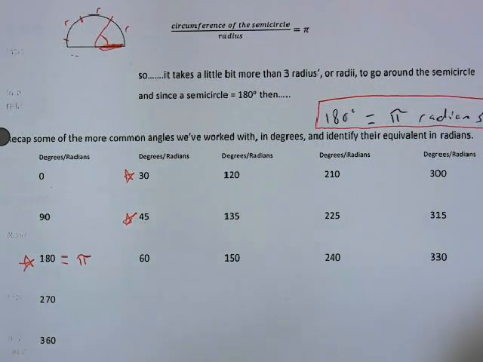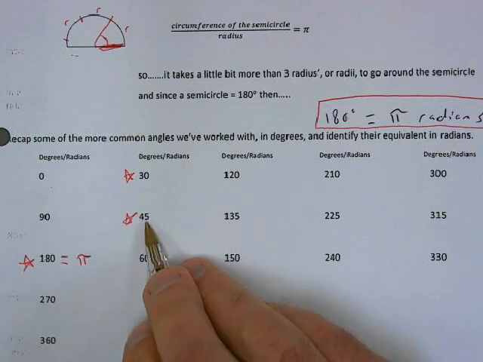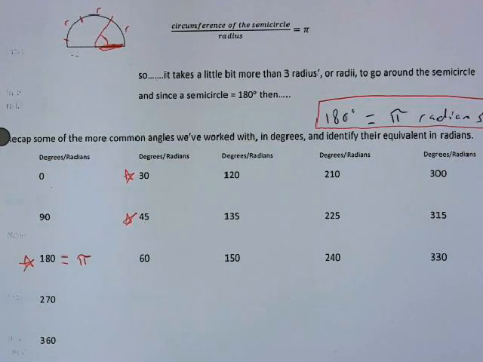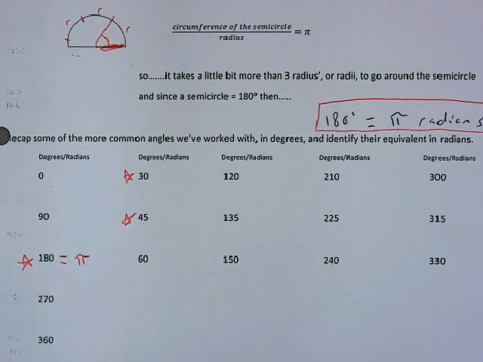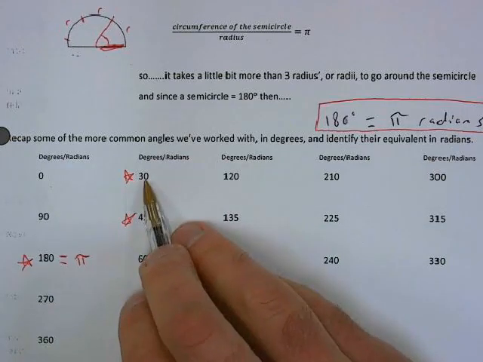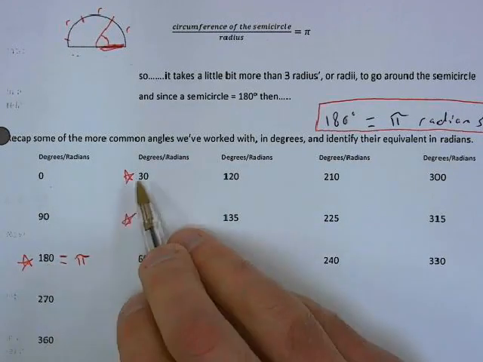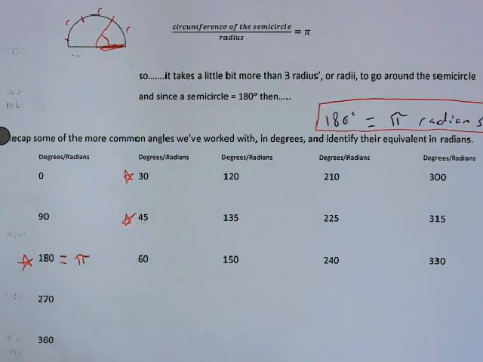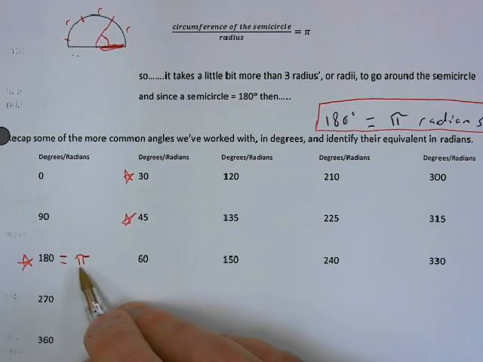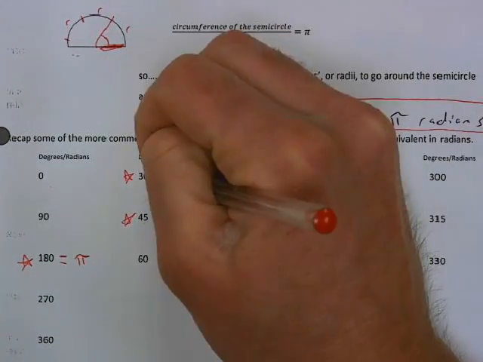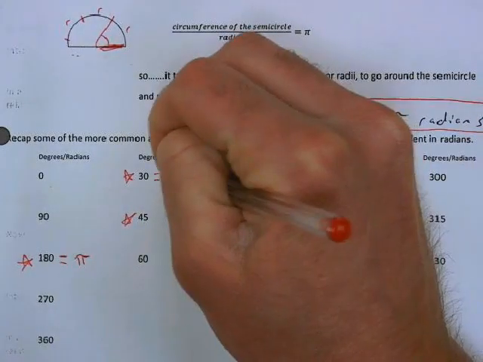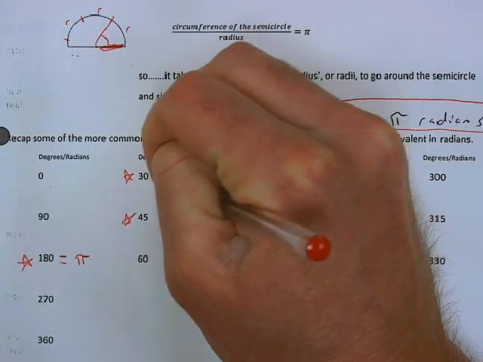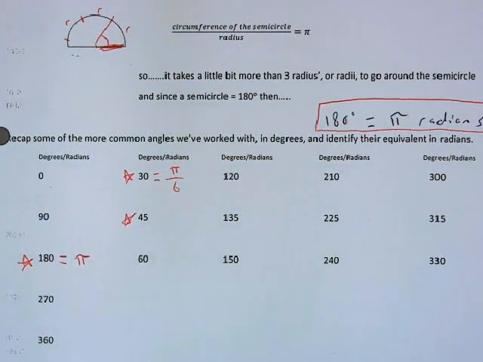Okay? And then what about 30 degrees and 45 degrees? We'll talk about why those are important in just a second, but what would they be first of all? Okay, well, how does 30 relate to 180? Well, 30 goes into 180 how many times? Well, 6 times. So it's 1/6 of 180. So then in radians, it's going to be 1/6 of pi. And what's 1/6 of pi? So 1/6 times pi is just pi over 6. Okay, so that's 30 degrees. 30 degrees is pi over 6 in radians.